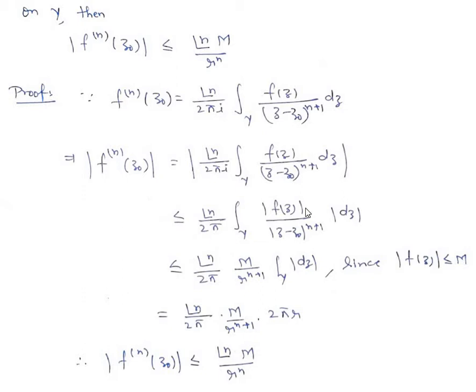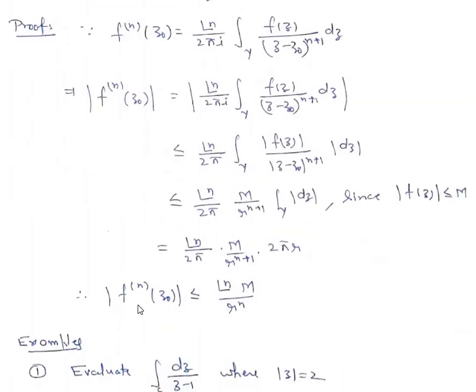Now mod of f(z) is less than or equal to M, it's given to us. What is mod of z minus z₀? Mod z minus z₀ is r, so rⁿ⁺¹, integral over Γ mod of dz. Now what is integral over Γ mod dz? This is the circumference of the circle of radius r. So this is 2πr. So therefore modulus of fⁿ(z₀) is less than or equal to factorial n into M divided by rⁿ.